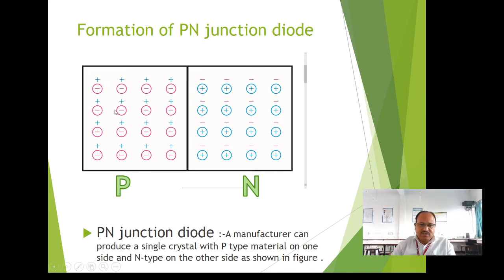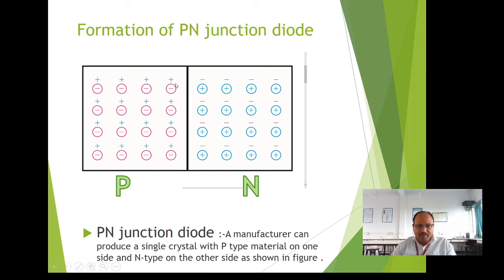So in this, such a crystal is called a p-n junction diode. So this is the formation of a p-n junction diode. How is a p-n junction diode made? So in this diagram, this circled minus and plus.